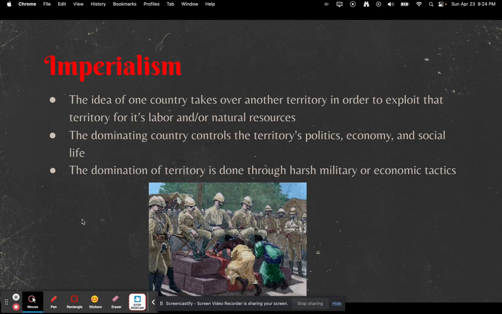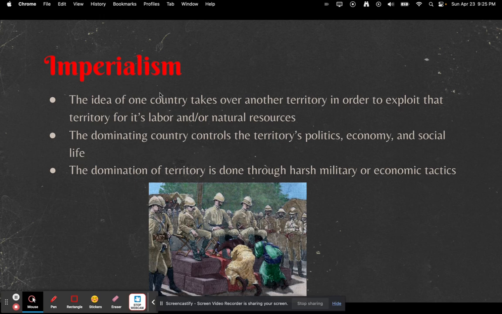So, imperialism. This is the idea of one country takes over another territory in order to exploit that territory for its labor and or natural resources. That's the most basic definition of imperialism. It also means that the dominated country controls that territory's politics, economy, and social life. And the domination of the territory is done through harsh military or economic tactics.